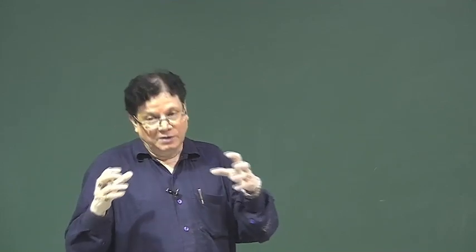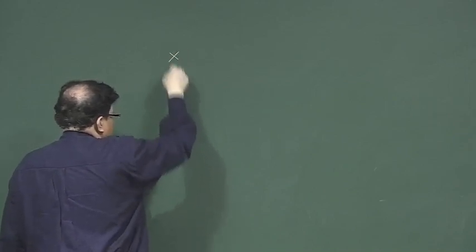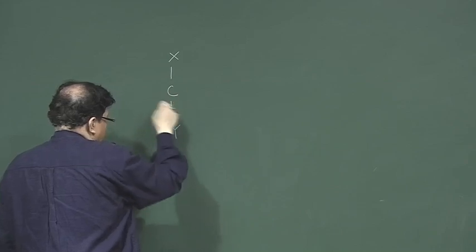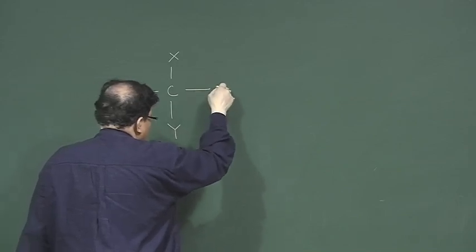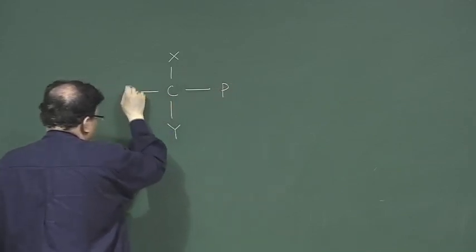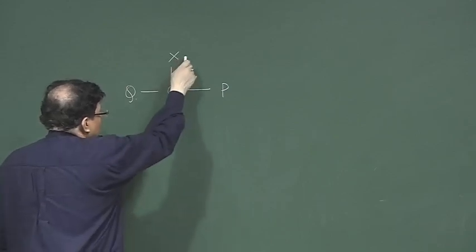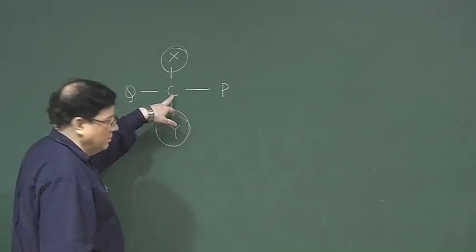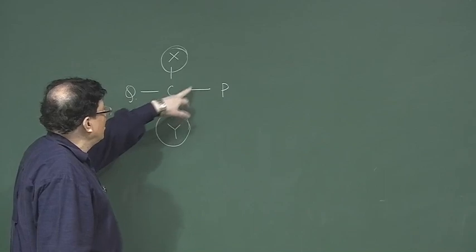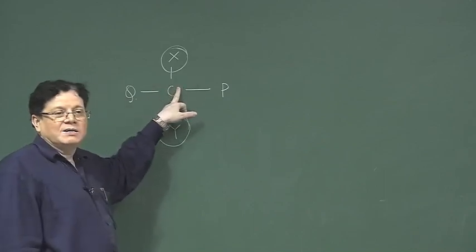which is based on the relationship between the ligands that are present in a molecule, the relationship between the ligands. Like if you have a carbon attached to four ligands, say X, Y, P and Q, and I want to know the relationship between X and Y. Earlier, what we did was the absolute configuration of this. We always concentrated on the stereogenic center.